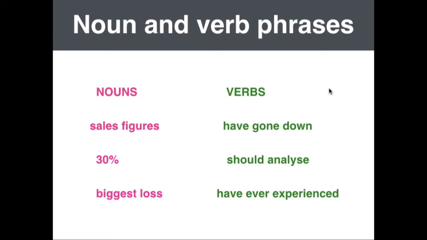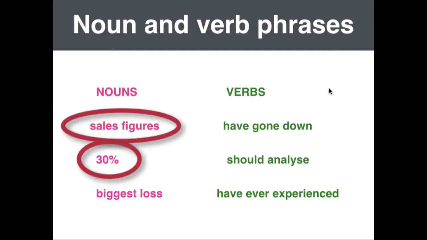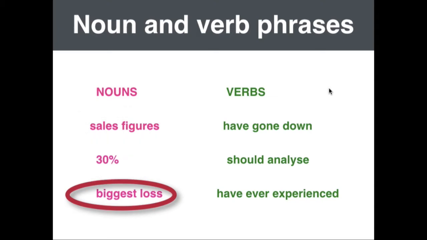Firstly, we just need to check a little bit of grammar, noun phrases and verb phrases. These are very important because they usually have most of the information in a sentence. Firstly, nouns. There are many kinds of nouns, specific things like cars and tables, and more vague or abstract things such as education or knowledge. We have 3 examples here: sales figures, 30%, and biggest loss. This last one has an adjective, biggest, and the noun loss, and together they make up a noun phrase.